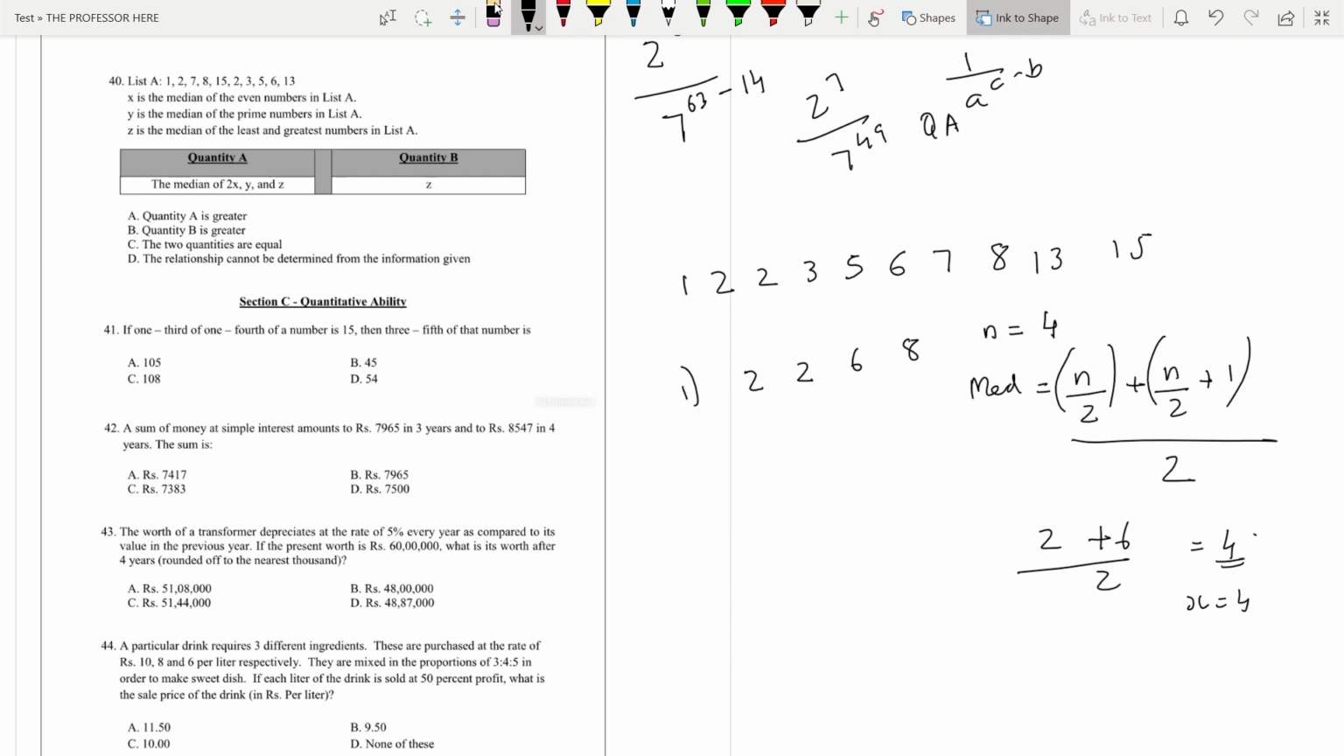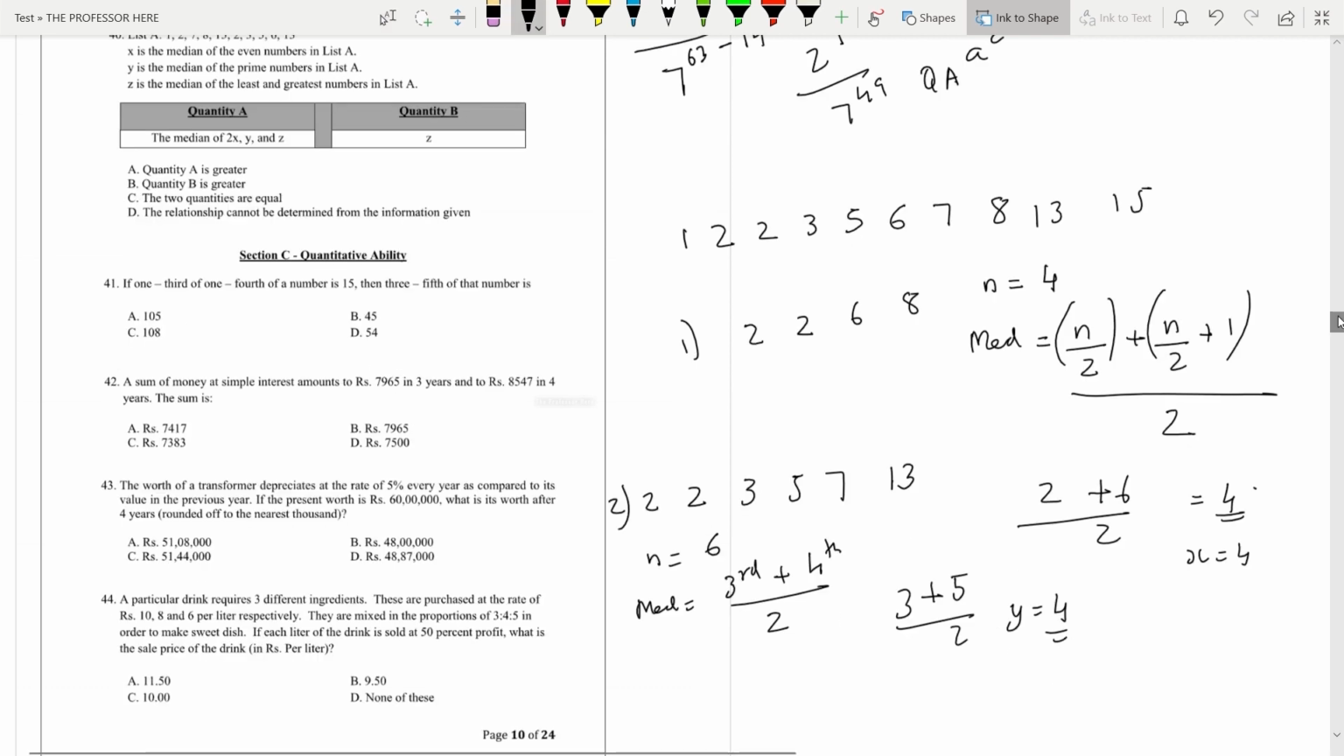Now we move on to the second one, that is y. Y is the median of the prime numbers in list A. What are the prime numbers here? 2, 2, 3, 5, 7 and 13. These are the prime numbers. So n here is equal to 6. To calculate the median here, we have to find n by 2th position. 6 by 2 is 3. So third position plus fourth position divided by 2. Here the third position is 3 and the fourth position is 5. So 3 plus 5 divided by 2. Again y is equal to 4. We get y as 4.